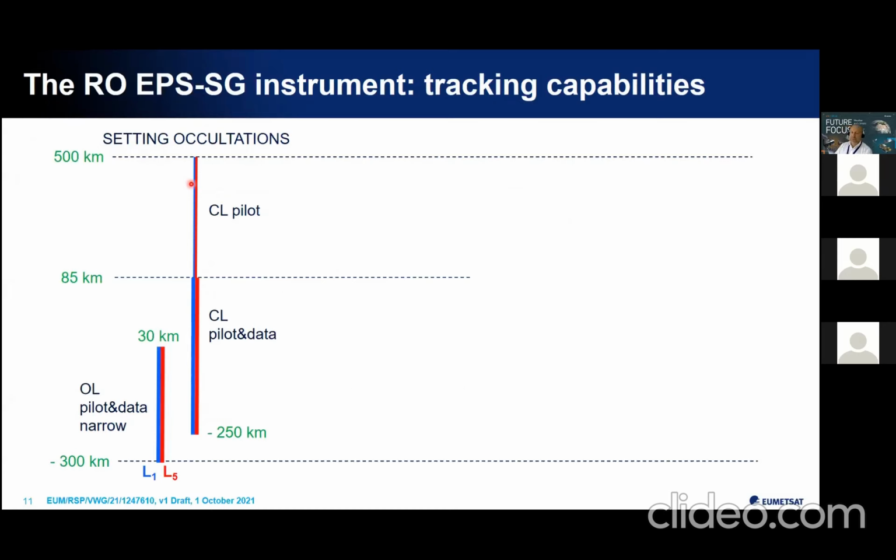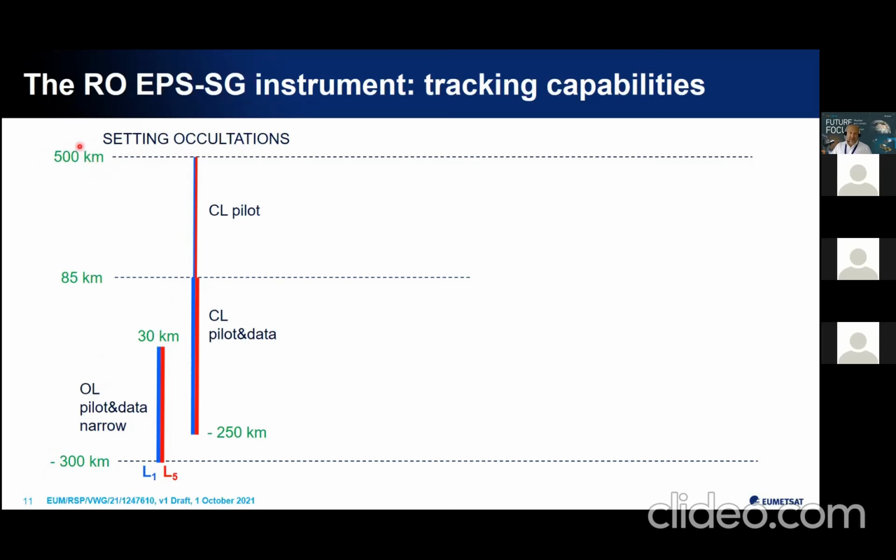Just to provide you an overview of how the channels are allocated during one entire occultation, here is a picture. But before describing this, I would like to say that the occultation for EPS Second Generation will be tracked starting from 500 kilometers down to minus 300 kilometers SLTA, where SLTA is the straight line tangent altitude, which is basically the distance of the straight line connecting the two satellites from the Earth's surface.